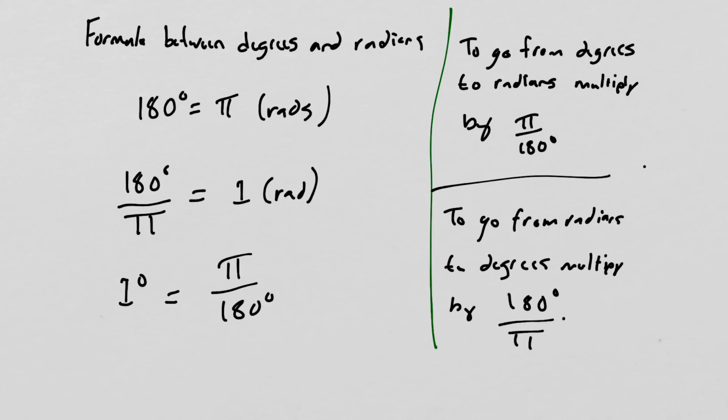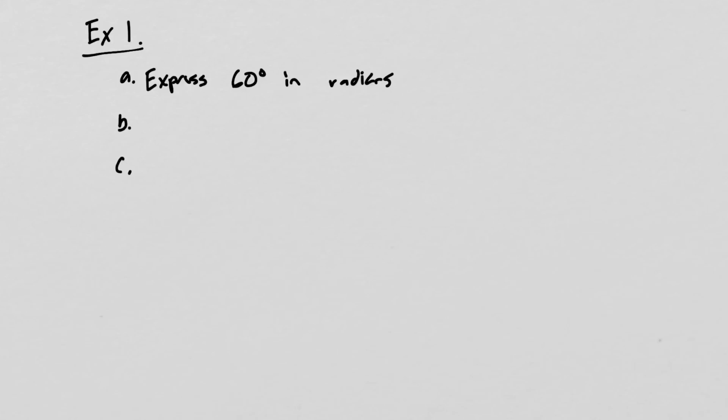Let's go ahead and compute a few examples. Example number 1. Let's do 3 different parts. In part A, we'll express 60 degrees in radians. In part B, we'll express 30 degrees in radians. Then, in part C, we'll express pi divided by 4 radians in degrees.